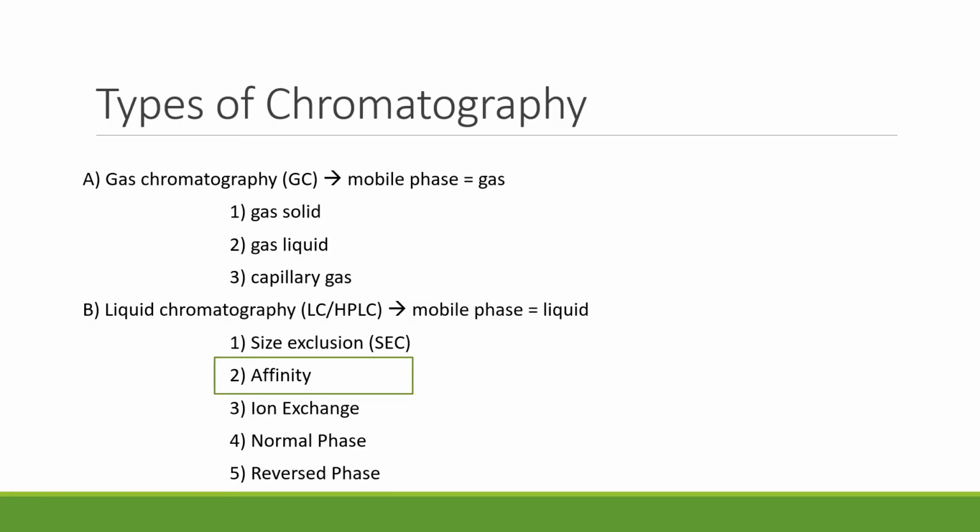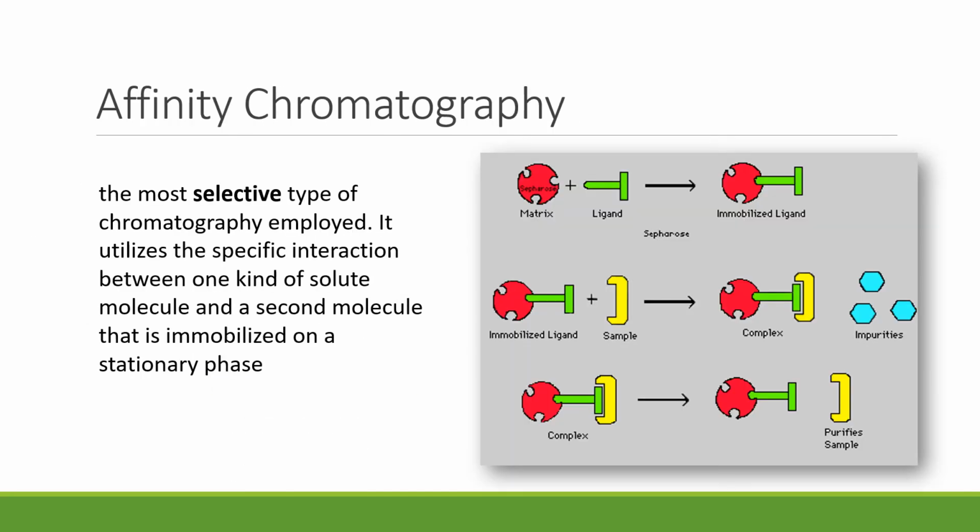Next, let's talk about affinity chromatography. So affinity chromatography is one of the most selective types of chromatography employed and often used to separate biomolecules. So it utilizes a specific interaction between one component in our mobile phase and a second molecule that is typically immobilized on the stationary phase.